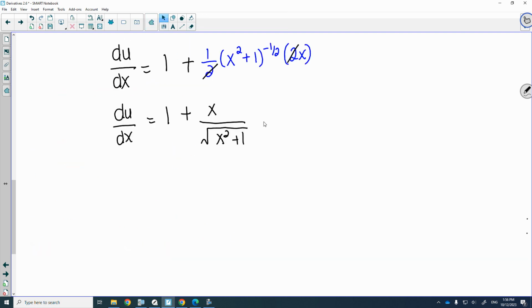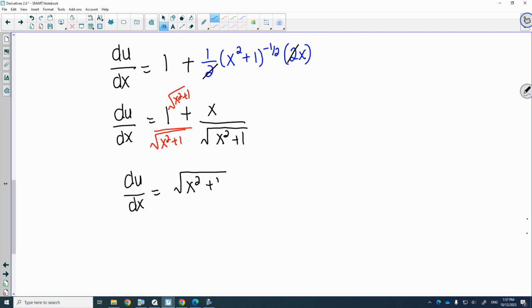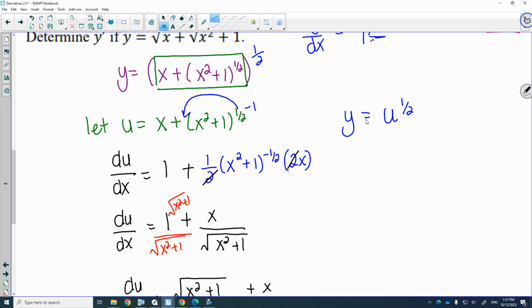So if I have this denominator has a square root of x squared plus 1, let's get common denominators by multiplying this denominator by square root of x squared plus 1 and x squared plus 1. So my du over dx is equal to square root of x squared plus 1 plus x all over square root of x squared plus 1. Okay, so I have that. Derivative of this one will be quick.